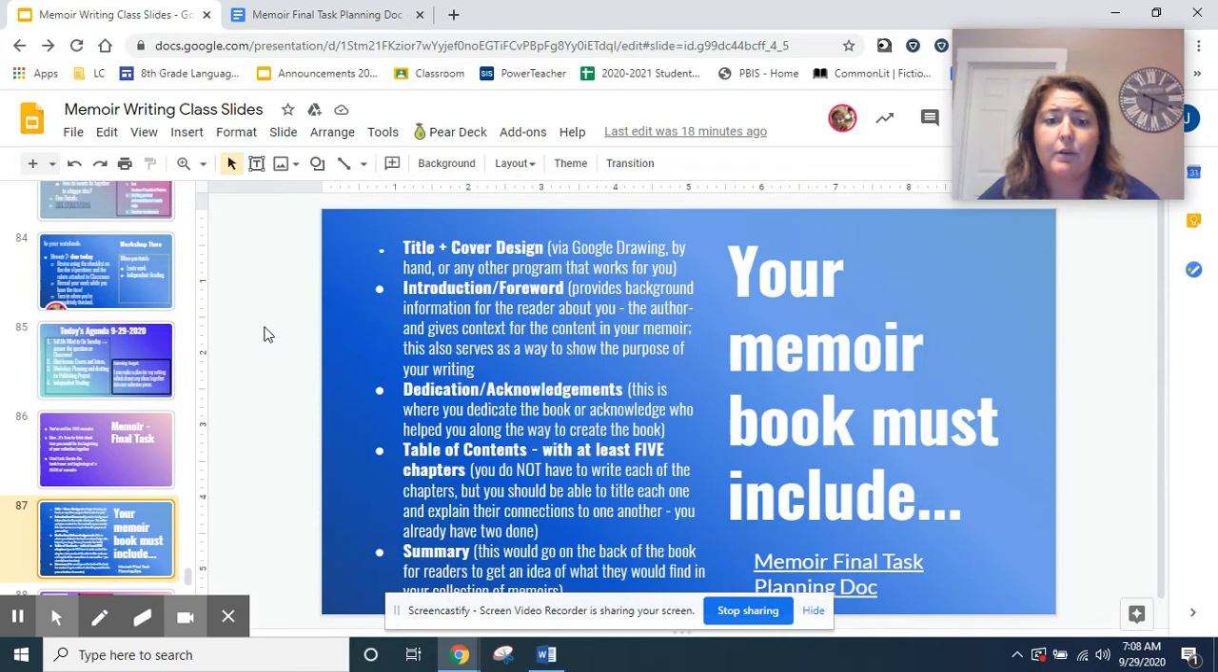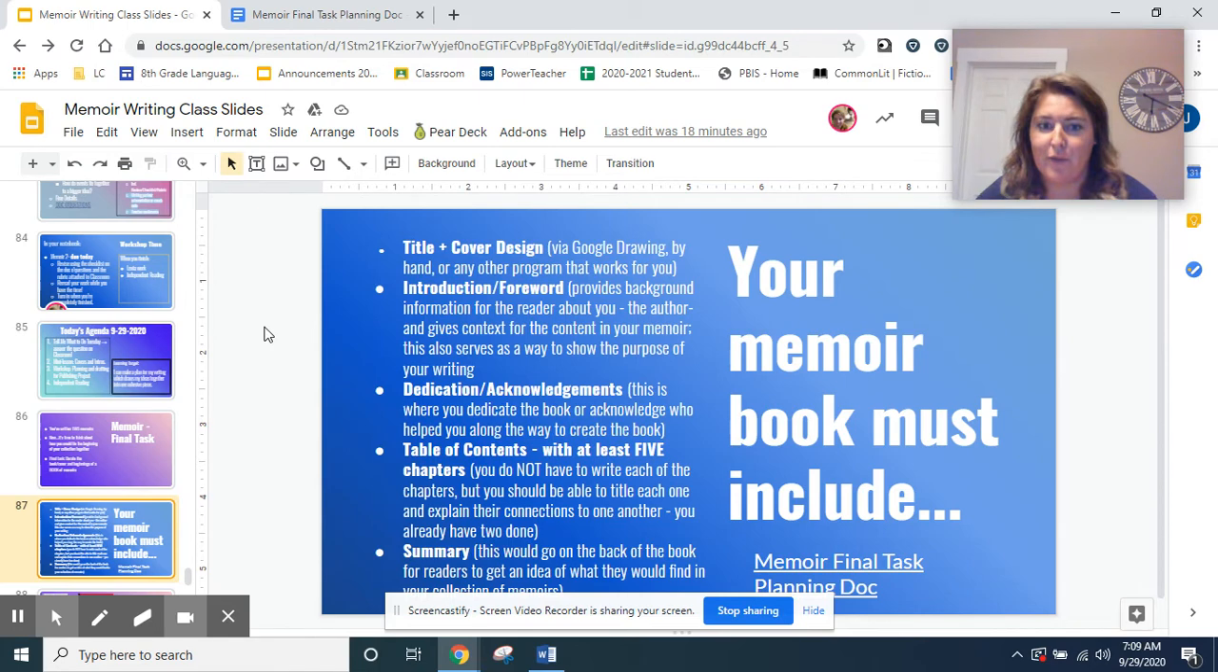You also want to have a dedication or acknowledgments. This is where you dedicate the book to someone or different individuals, or where you acknowledge those who helped you along the way. A table of contents. Now, this part is important in the sense that you are not writing any additional memoirs. You do not have to write additional memoirs.